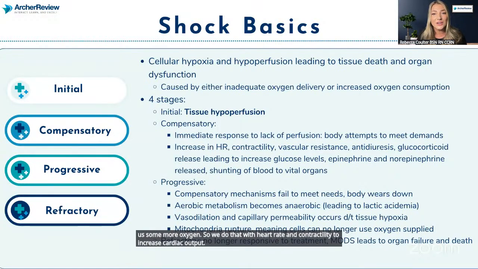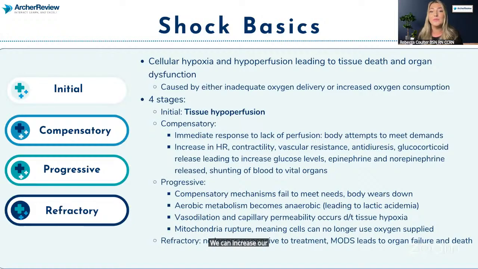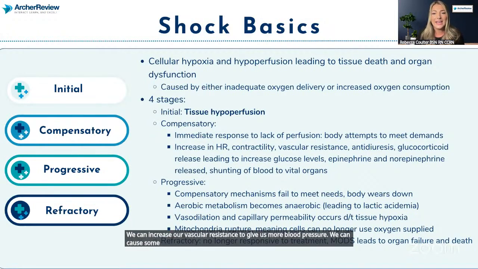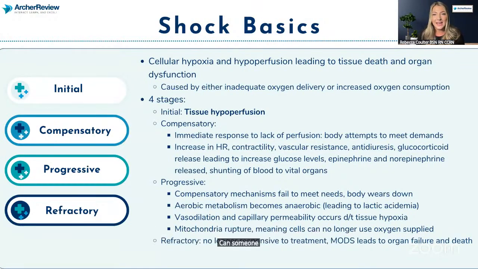We can increase our vascular resistance to give us more blood pressure. We can cause some antidiuresis. Why would antidiuresis be helpful? Can someone tell me that? Or what is antidiuresis?